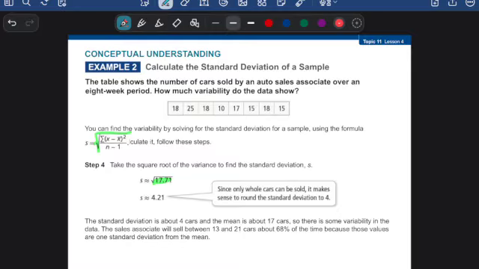Since we're talking about car sales, we can't sell a decimal or a fraction of a car, so we're going to round our standard deviation to approximately 4 cars. So our standard deviation is about 4 cars. The mean was about 17 cars. If I'm looking at 1 standard deviation away from the mean, which would account for 68% of the data, again, we're going to take our mean and we're going to subtract 1 standard deviation, or we will add 1 standard deviation. And that's how we get the range of 13 to 21 cars that would be sold within 1 standard deviation of our mean.